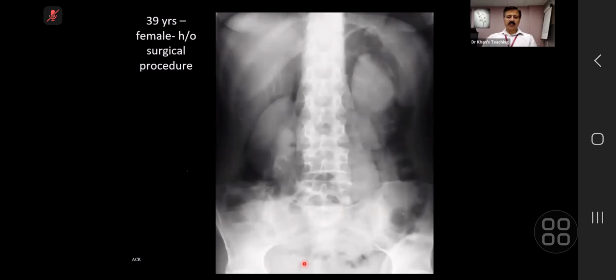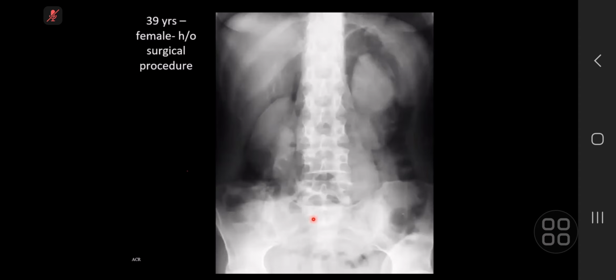Okay, over to you. Where is this gas? What's happening? So in this plain abdomen X-ray, I can see gas outlining the psoas muscle as well, and the kidneys. So the kidney is quite delineated. So it's a retroperitoneal gas.